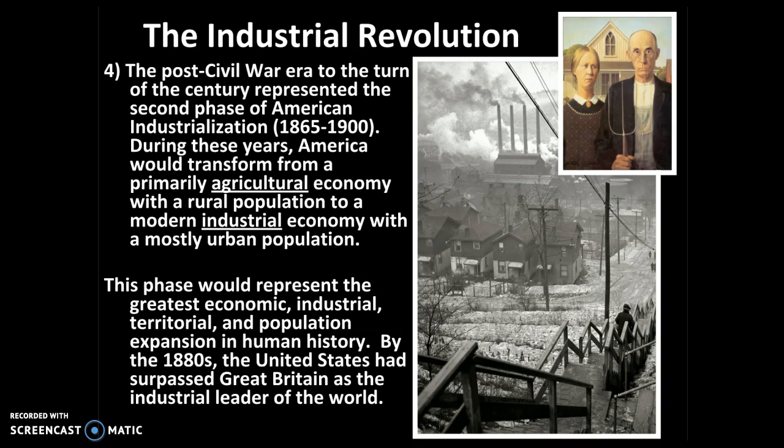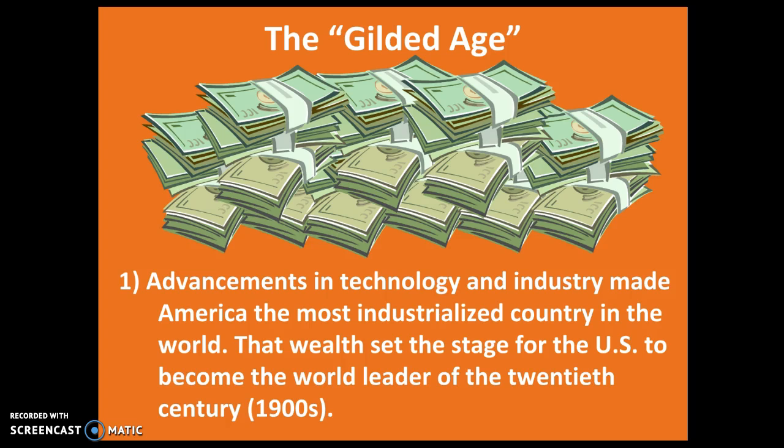And this is going to be the moment where the United States will finally pass Great Britain as an industrial power. This is our stepping onto the world stage, folks, and taking control. And during the late 1800s, we're going to transform from an agricultural economy to a modern industrial economy. And our population is going to move from being mostly rural to urban, which means they're going to move more from countrysides into the cities. And we're going to see a really, really drastic change over a period of a couple of decades. And it's going to be good and bad.